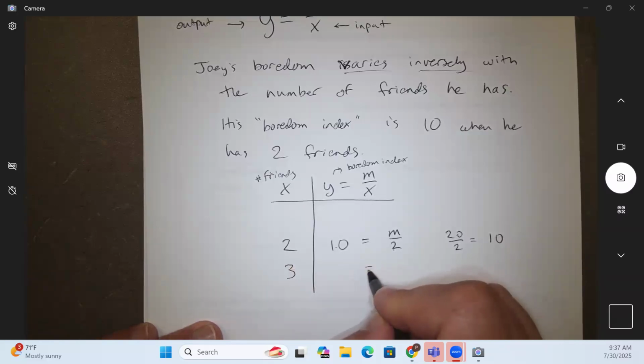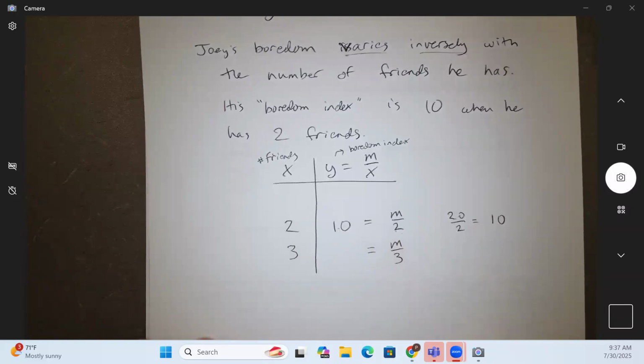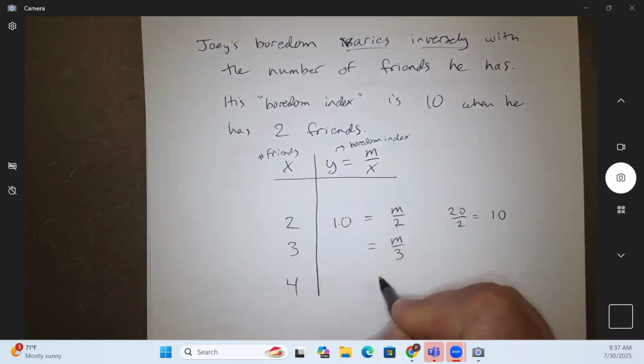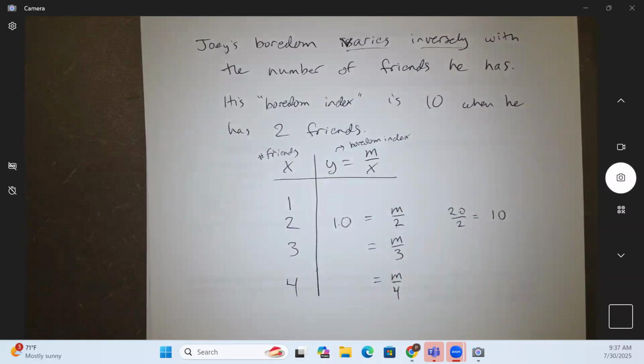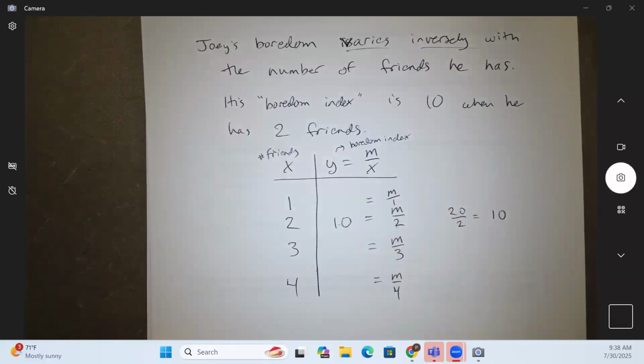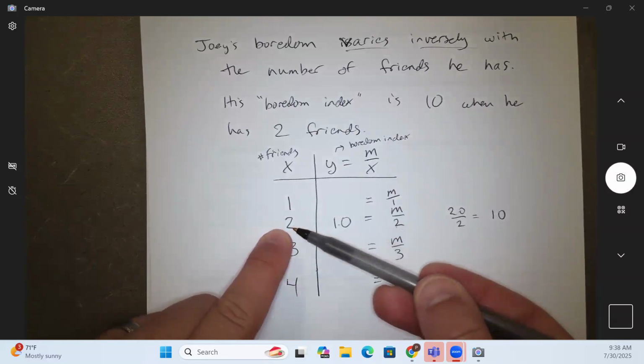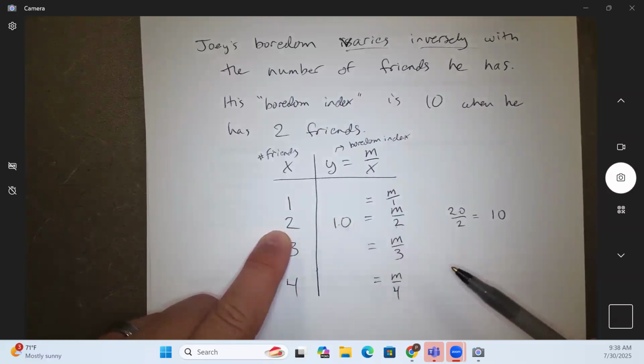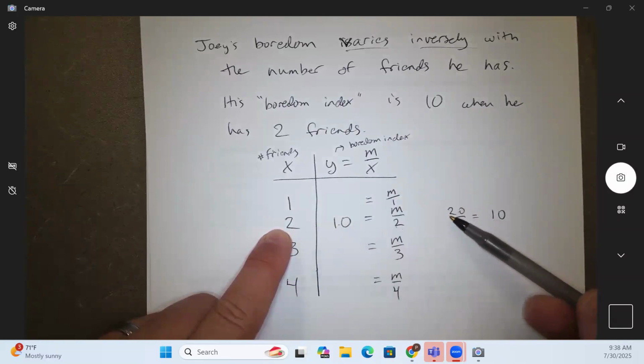Let's add another friend. All right. So that's going to be M over 3. And let's add another friend. That's going to be M over 4. Let's take away a friend. Catania just moved to Albuquerque. So there goes his golfing buddy. Boredom index is going to go up. All right. So if 2 friends means he has a boredom index of 10, then yeah, I would say M probably is 20 because 20 divided by 2 is 10.